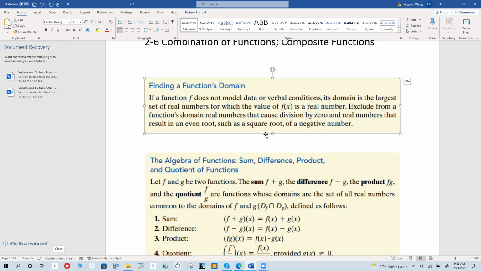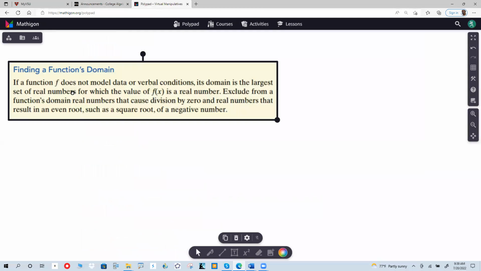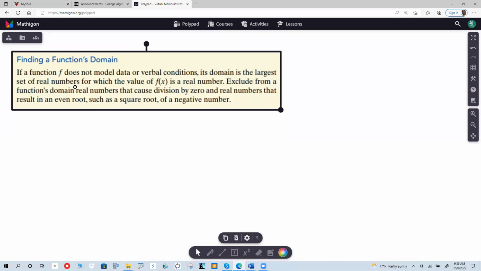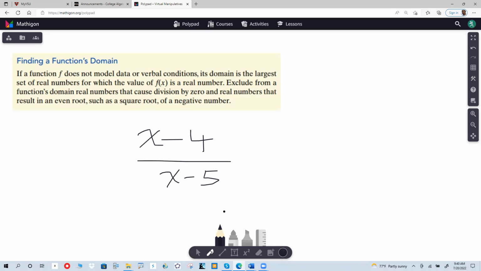There are 2 things you really have to remember when it comes to domain. I'm going to take it on my polypad. Again, this is 2.5, composition of function, combination of functions. Before we get to our main topic, we're going to talk about domain. Take 2 things you have to understand, only 2. If I give you anything like this, we haven't seen this kind of function too often, but this time we will. Now, the bottom cannot be 0.